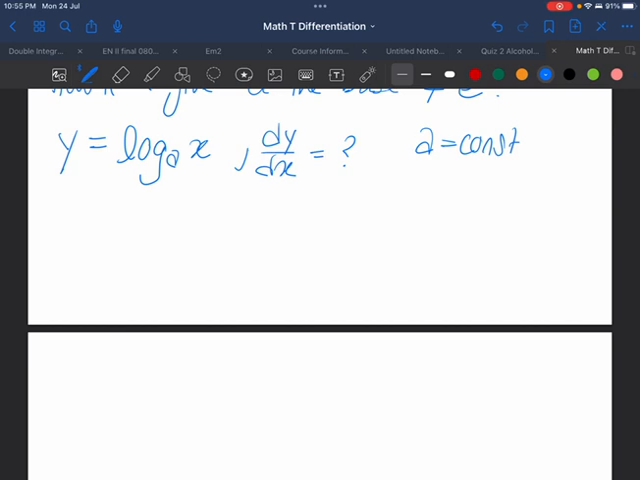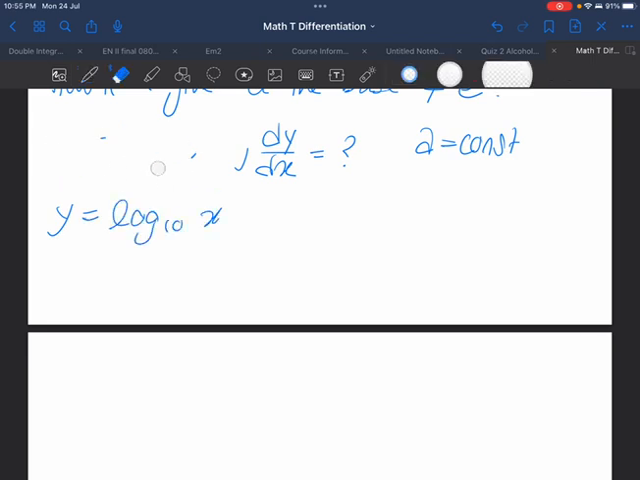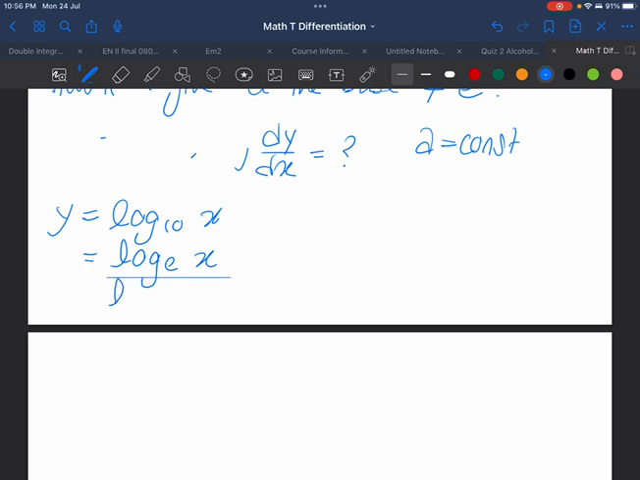Let's say I give you y equals log base 10 of x, so you can easily see. I want to change it to log base e. I hope you all still know how to change the base. I don't care what you give, I just want to change to ln. So here is my method.